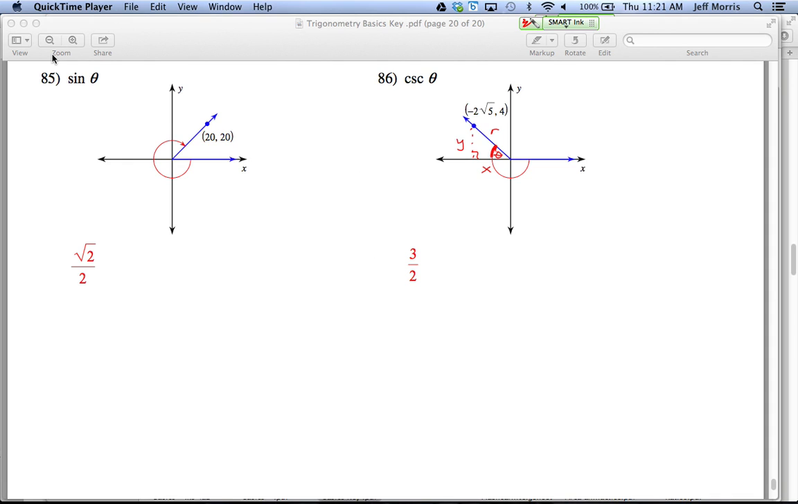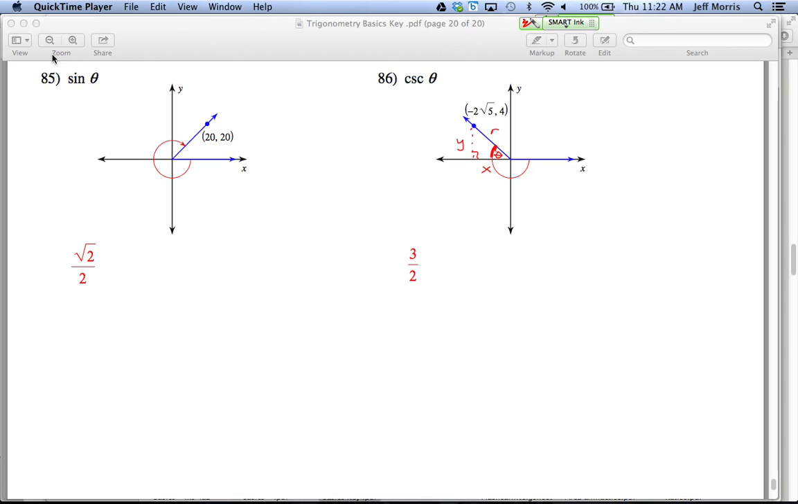Now, what I want you to know by tomorrow, hint, hint: you need to make sure you know sine is y over r, cosine is x over r, tangent is y over x, cosecant is r over y, secant is r over x, and cotangent is x over y. Because no longer do we need to just define it as opposite over hypotenuse. You need to know what the trig ratios are defined as in terms of x, y, and r.